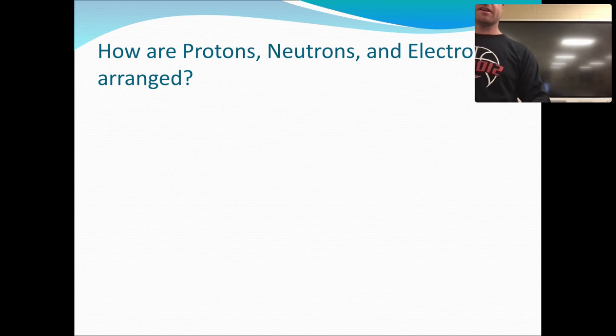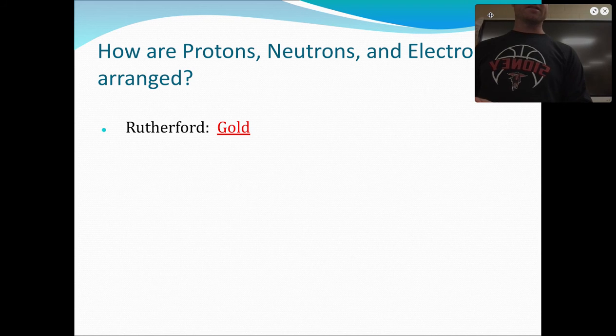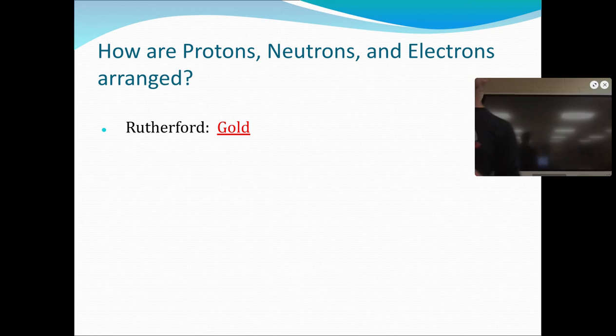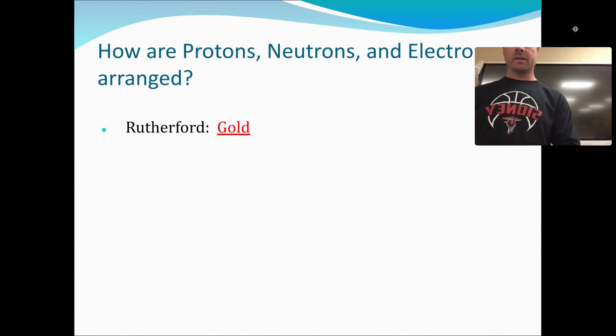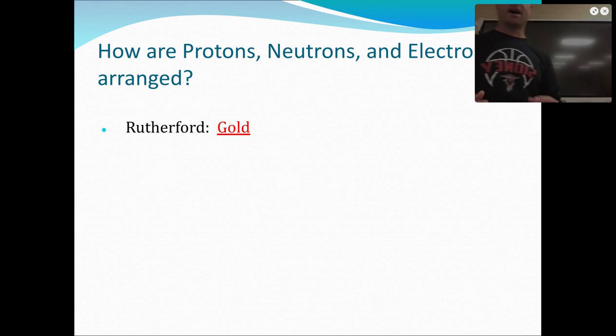Okay, so a few years later, a scientist by the name of Ernest Rutherford did a gold foil experiment. I'm going to show you right now. Rutherford was a chemist who was kind of Thomson's understudy, and he found some interesting results by shooting a bunch of particles at a gold foil. Gold is very malleable, and the foil is only a few atoms thick. So I'm going to show you guys the gold foil experiment.